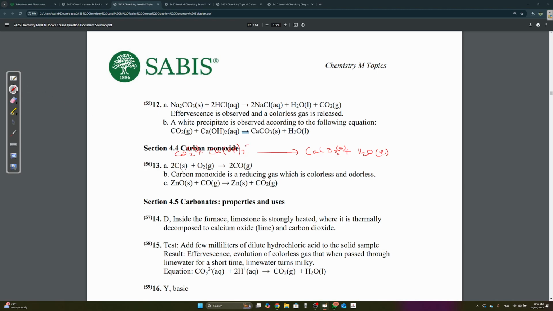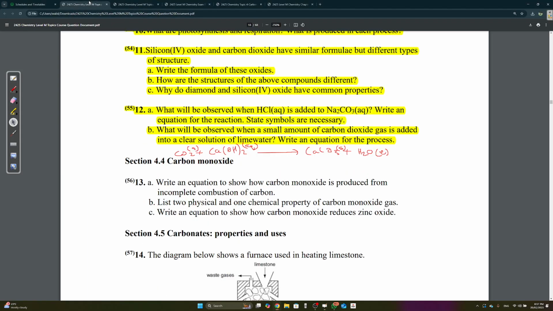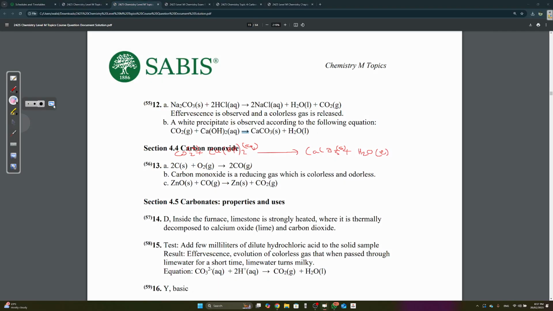Just keep it aqueous. You need to know these reactions in case they come. I feel like there's too many questions about this lime water turning milky, so I really feel like you should expect it in your exam. Just take a look at the reaction. If you're not able to memorize a reaction, just remember it turns milky white. That's the bare minimum, seriously.